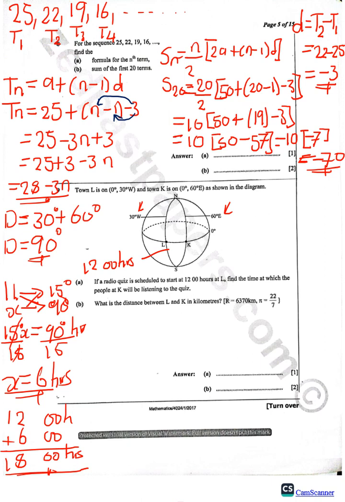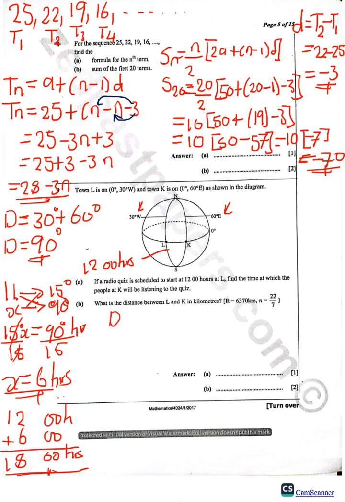So if you are finding the time ahead, you will add, but if it was backward, you subtract. Now let's move on to question B. What is the distance between L and K in kilometers? So let's look at distance.